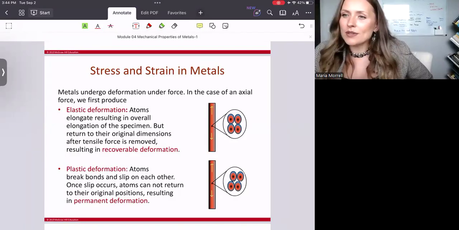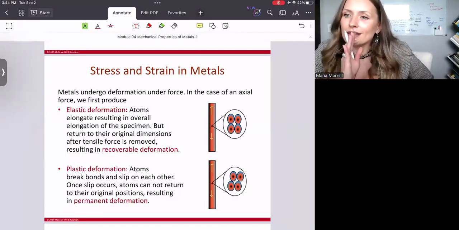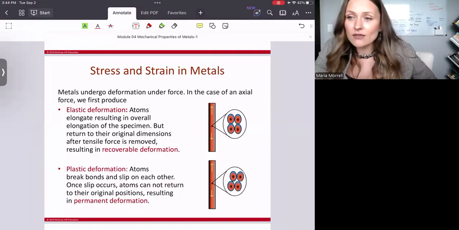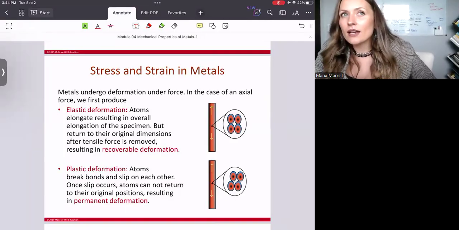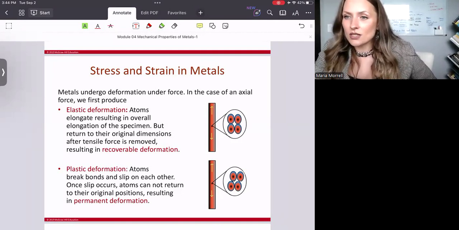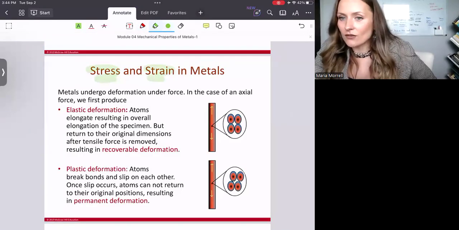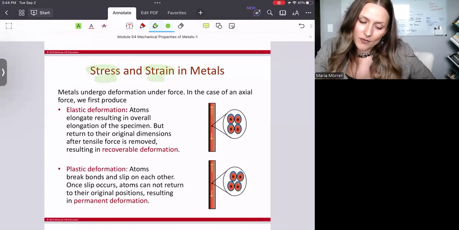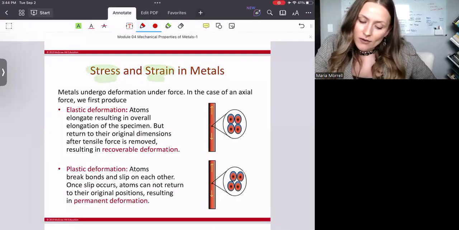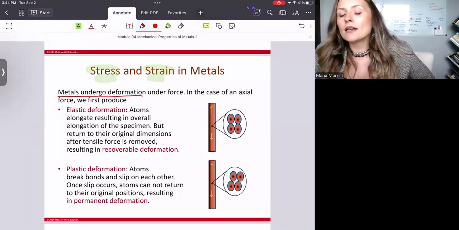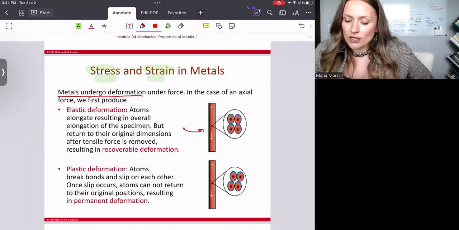But what happens at the atomic level? Let's get down to the atomic level. Because if we apply a certain force, if we apply stress to the material, there is always a response, which we call strain. And let's look exactly at what happens. Once the force is applied, the metals undergo deformation. And I want you to look at these images right here.